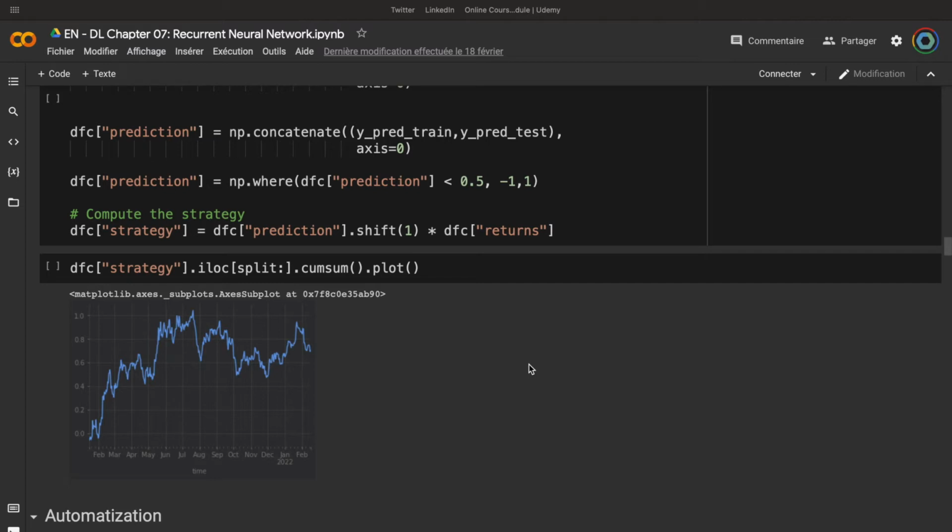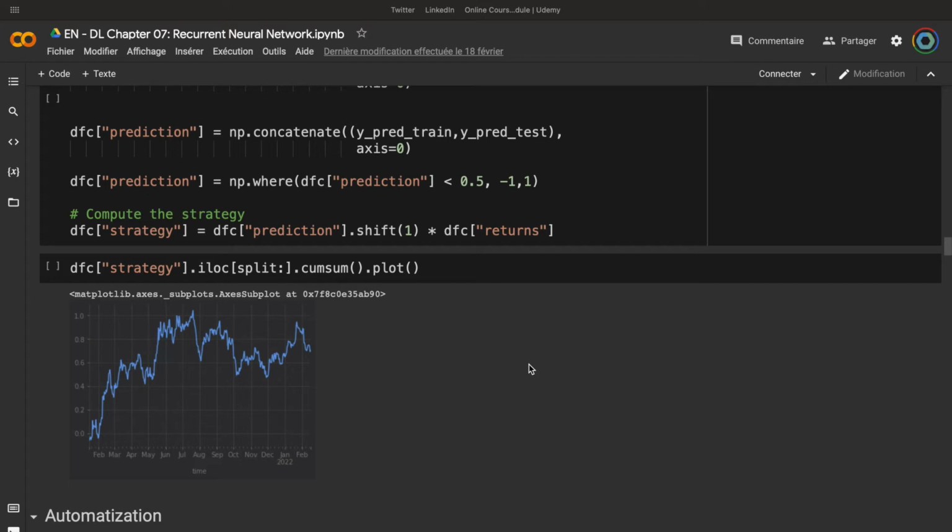The problem here is that as we have a lot of noise in the financial data, it's very difficult for the algorithm to find the global minimum. It means that when you train your algorithm, it will find a local minimum, and it means that your training will not be optimal.